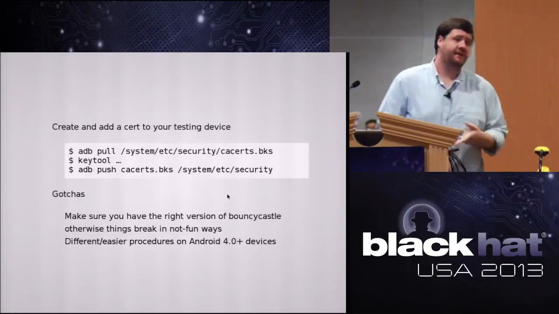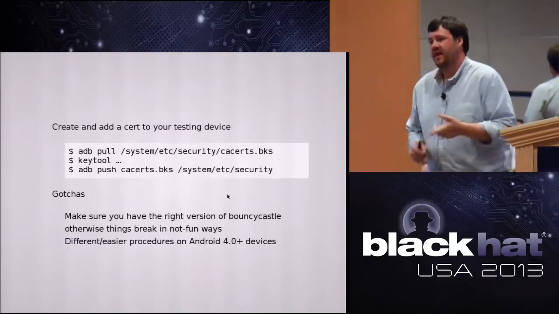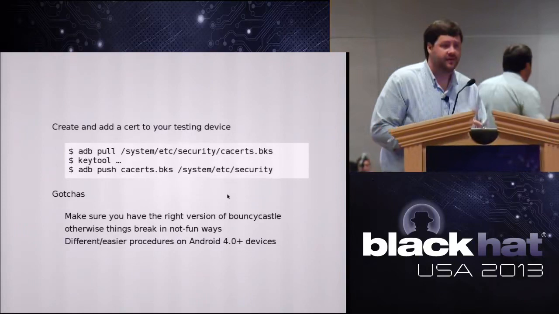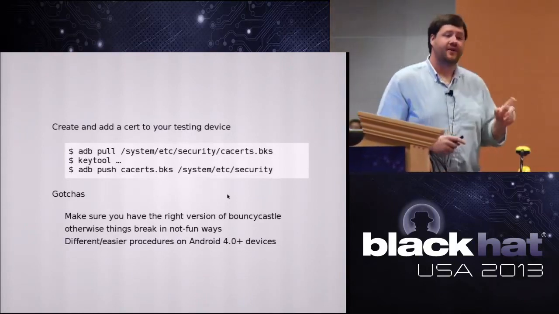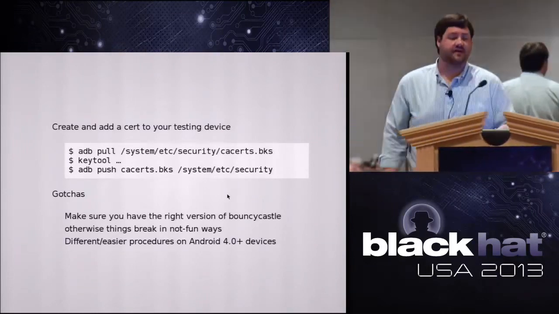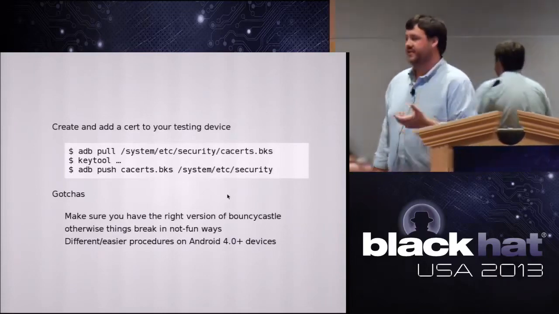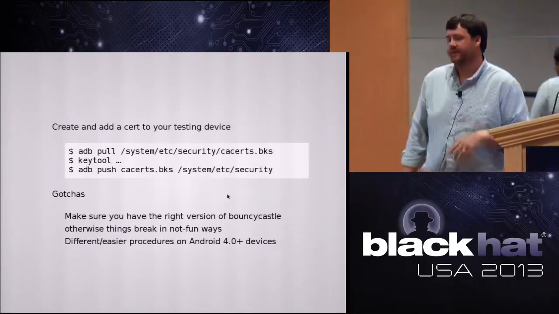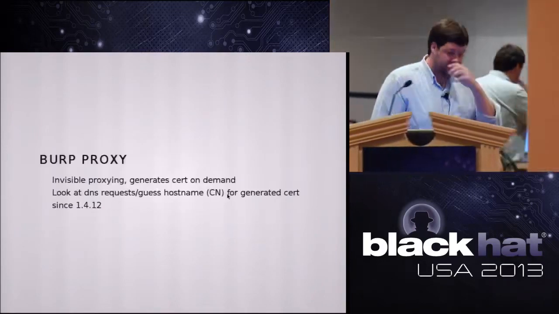Some gotchas to look out for if this is your first time playing with Android devices and certificate stores. Make sure you have the right Bouncy Castle version for your crypto stuff, because that breaks in very unexpected ways that are very hard to debug if you don't have that. So make sure you have it right. And the procedure for doing this CA manipulation is much easier on the 4.0 devices if you can use one of those, but it's very doable on 2.3 and up as well.